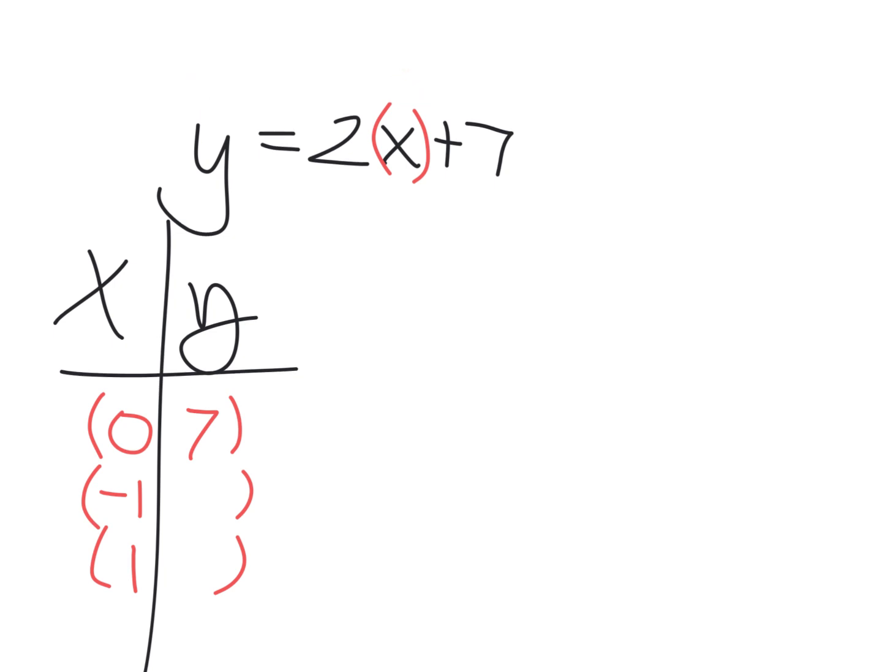So I'm going to put in -1 and just show you how that would work. -1 goes in here, and that makes -2 plus 7, which is 5. -1 goes with 5. Raise your hand if you had 5 for that one. Awesome. And then if you put in +1, that goes right here. 2 times 1 is 2, plus 7 is 9. And so 1 goes there, and 9 goes there, and that's another point, 1, comma 9. Does that make sense to you?